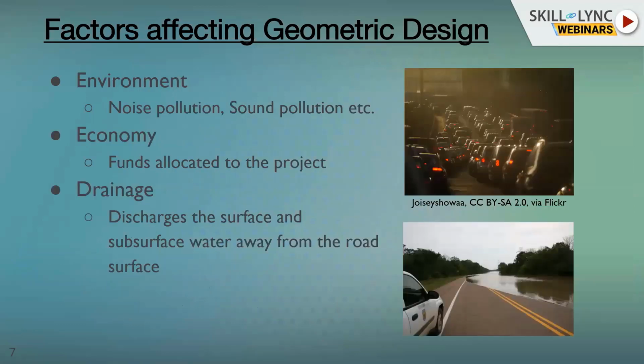There are other factors like noise pollution and sound pollution. Oh, come on, how can noise pollution and sound pollution affect the geometric design? Okay, if you are designing a road in an urban area, your horns, your noise pollution might affect the residents who are beside the road, right? So for that, we construct certain barriers. We call them noise barriers, where those noise barriers will not let our sound pass to the other side of the road. This way we can include those kinds of elements in our cross section.